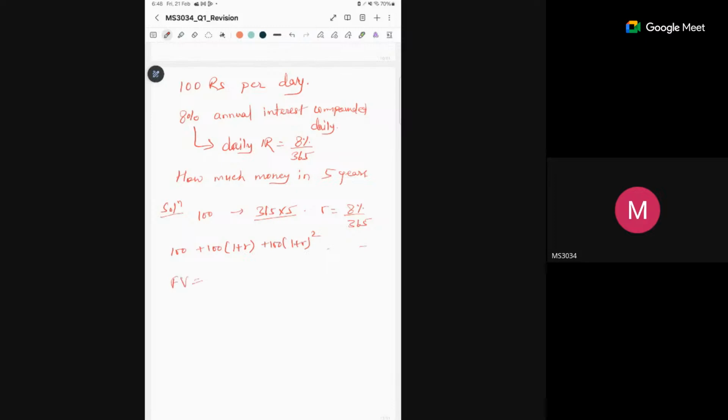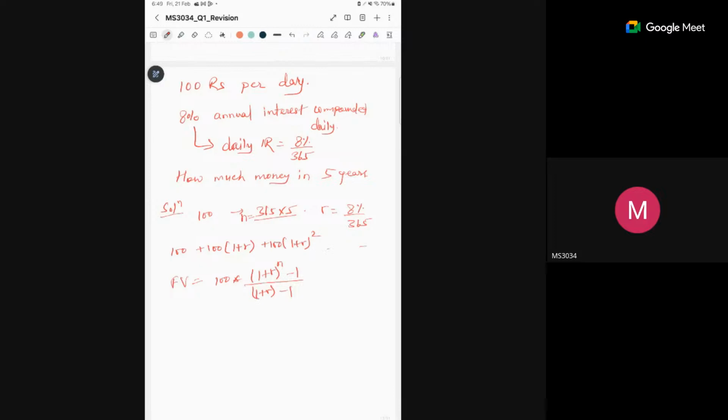According to the GP progression formula, I think it would be (1 plus r) to the n, where this is n, if I'm writing this as (1 plus r) to the n minus 1 over (1 plus r) minus 1. I think this formula will give you the answer.